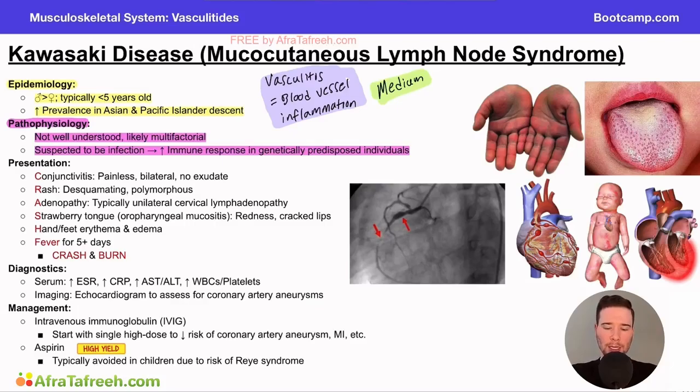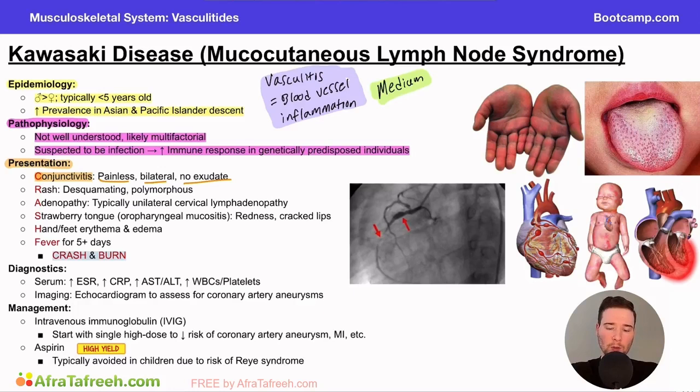When we think about the presentation here, there's some very classic findings that we're going to see. And one of the most useful memory aids that I remember for taking these exams is going to be crash and burn. So let's unpack that a little bit. The C in crash is for conjunctivitis. This is typically a painless, bilateral conjunctivitis without exudates. This is important because it's kind of in contrast to maybe a bacterial conjunctivitis, which is more likely to have exudates coming from the eye.